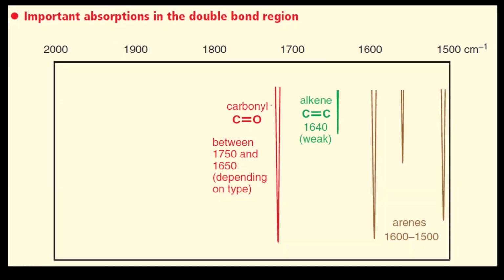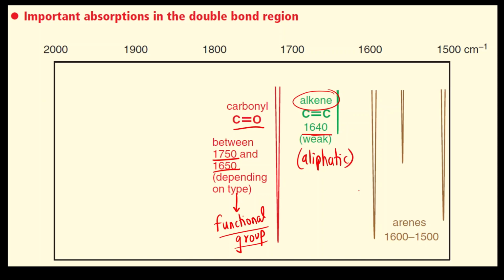So this is a summary of the double bond region. Carbonyl, we can see between 1750 to 1650, depending on the type, depending on the functional group. Based on the different types of functional group we had seen, you will get different carbonyl stretching frequency. Alkene, aliphatic alkene, is around 1640, and aromatic is around 1500 to 1600. Arene means benzene, aromatic compound. The general name for benzene is arene. So this is a peak for carbon carbon double bond. This was for the double bond region.